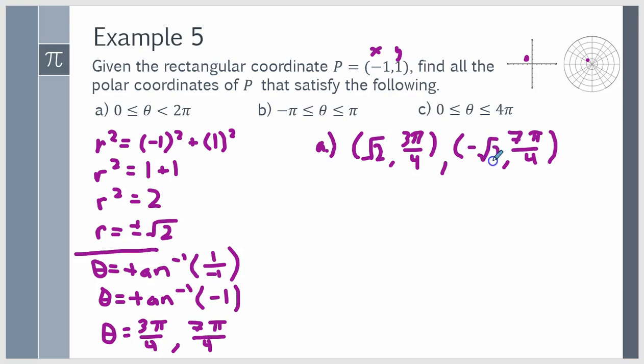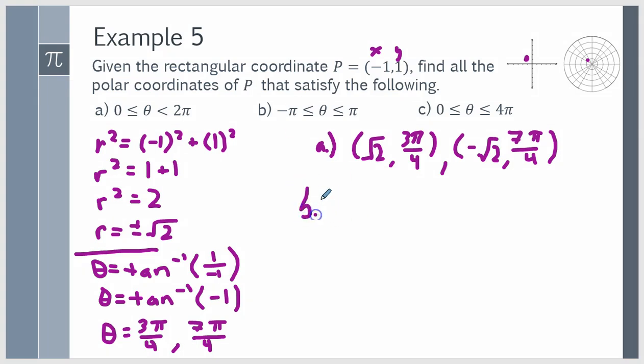So now we have written two different polar coordinates where my angles are between 0 and 2 pi to represent this rectangular coordinate of -1, 1. Once you've gotten these answers, the other parts aren't actually asking you to recompute the entire process. They're just asking you to find the coterminal angles and rewrite them using different numbers for the theta values. So now we'll talk about part B.